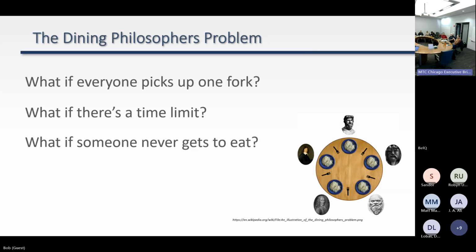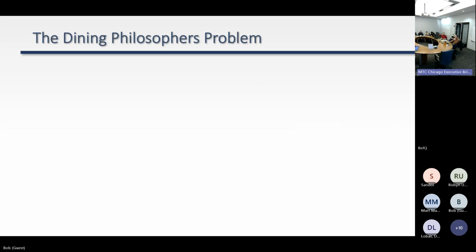So, of course, problems can arise from this. What if everybody picks up 1 fork? If everybody picks up 1 fork, then nobody can acquire a second fork, so nobody gets to eat. What if there's a time limit? What if once you acquire 1 fork, you have so long to pick up a second fork, or you have to release the first fork? What if someone never gets to eat at all? This is, quite literally, starvation at that point.